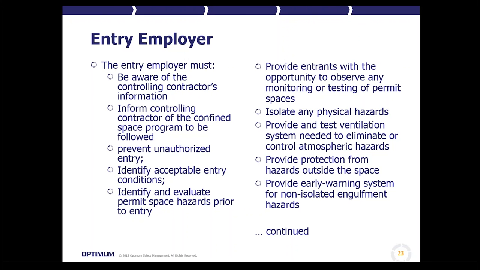The employer needs to provide entrants with the opportunity to observe any monitoring or testing of permit spaces. So if we're doing air monitoring, air sampling, that person that's going to go into that space certainly has the right to look at that permit where the results from the air sampling are being recorded so that they can determine, yes, I understand, here's what we're doing, here's what I'm up against, and there could be some hazards I need to be able to recognize. If something goes wrong, here's the potential for that. So they need to have all that information readily available to them. They need to know how to isolate any physical hazards.